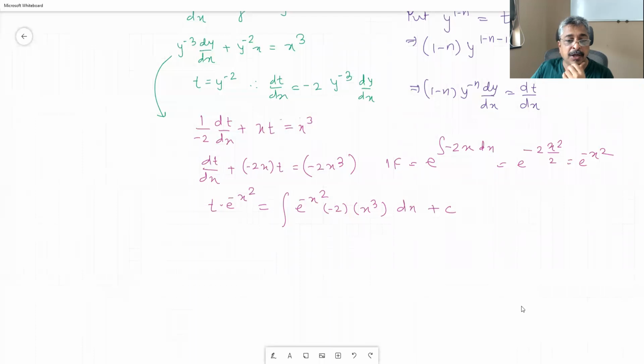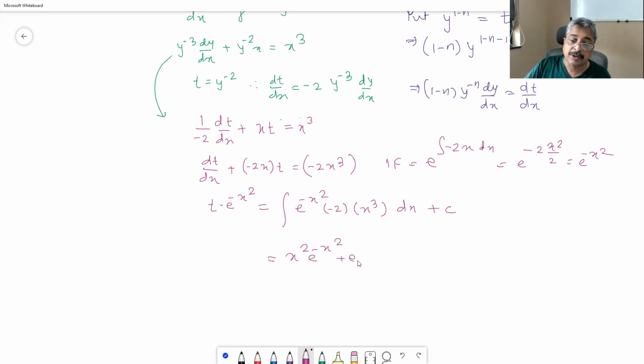So if you solve this integral, the last integral, oh, it is our friend. We have solved it recently. The answer is going to be e raised to minus x square times x square plus e raised to minus x square plus c. Right? Something like this, and then you are supposed to replace t by, what is our t? 1 upon y square, so e raised to minus x square upon y square. This should be your answer.